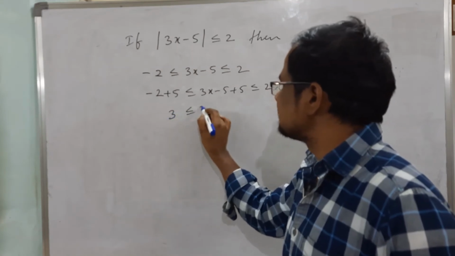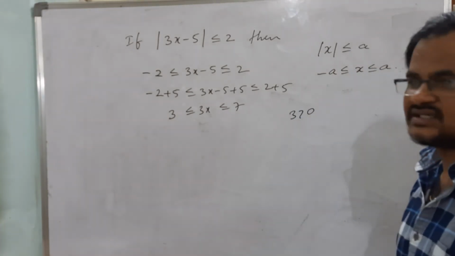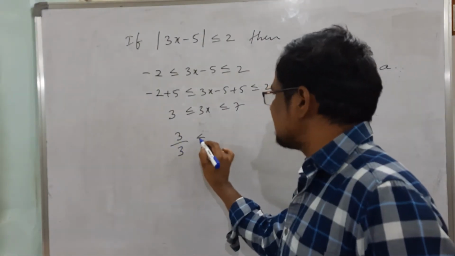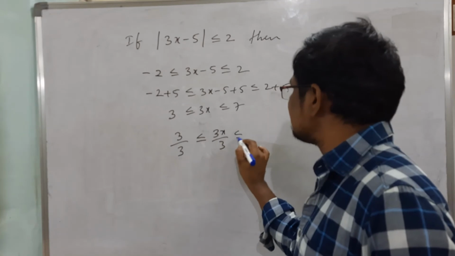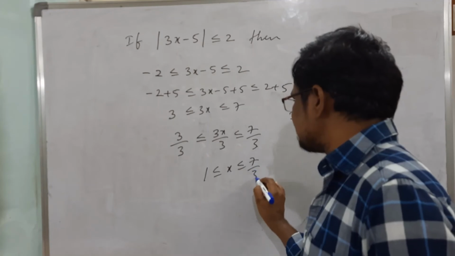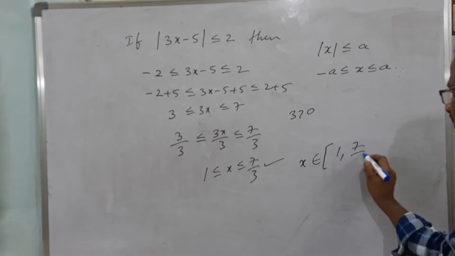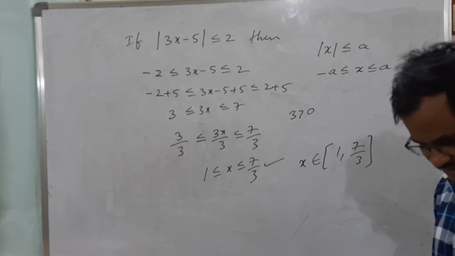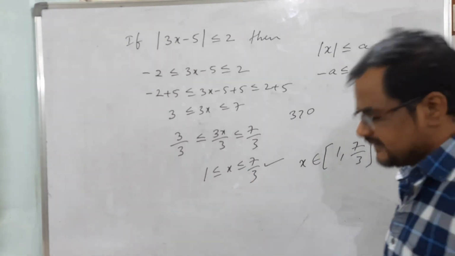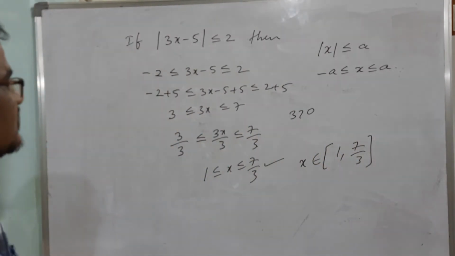So here 3 less than or equal to 3x less than or equal to 7. Divide by 3, which is greater than 0, so the inequality does not change. So 3 by 3 less than or equal to 3x by 3 less than or equal to 7 by 3. So 1 less than or equal to x less than or equal to 7 by 3. This is our answer. Suppose you want to write in terms of interval, we have to write like this: close interval 1 to 7 by 3. So here the second option they gave, 1 less than or equal to x less than or equal to 7 by 3. Next.